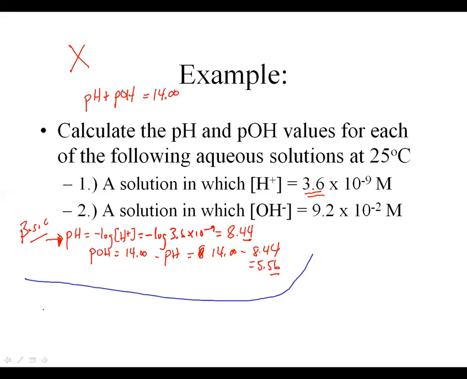Hopefully it'll catch up here. pOH equals minus the log of the OH minus concentration. And that's going to give us minus the log of 9.2 times 10 to the minus 2. And I am getting a little bit of feedback here. So again, hopefully it's not cutting out too badly as we're doing this. So minus the log of 9.2 times 10 to the minus 2 gives us a pOH of 1.04.